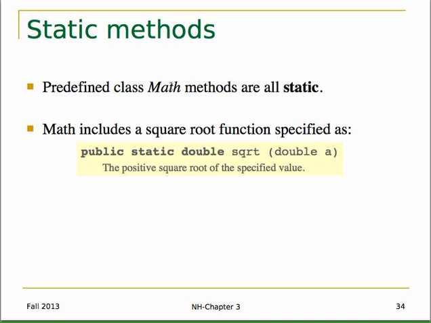There's a predefined class called Math, and all of the Math methods are static. So for example, there's the square root method, which takes a double as a parameter and returns a double. That's a static method. Then there's sine and cosine and absolute value. All of those methods in the Math class, java.lang.Math, are static.